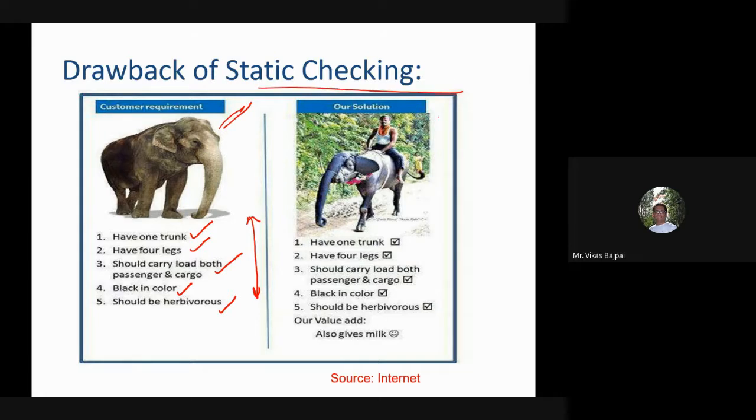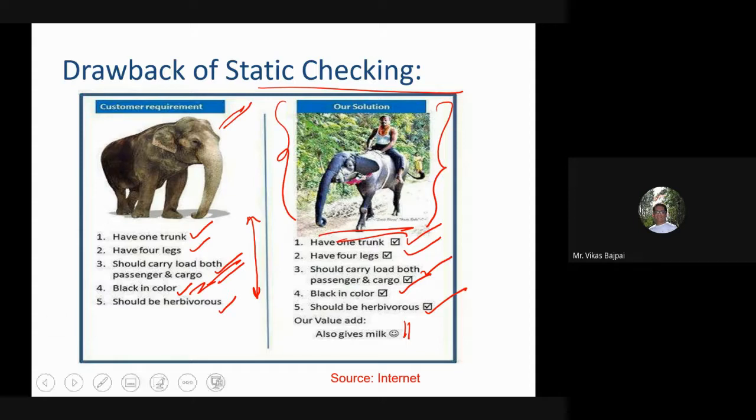So this is the solution that has been provided. Has one trunk, yes. Four legs, yes. Should carry both passengers and cargo, yes. Black in color, yes. Should be herbivorous, yes. And on top of it, we claim that it also gives milk. This is the entire solution we have provided, and obviously this is not something which the client was expecting. So this is one of the major drawbacks of static testing.